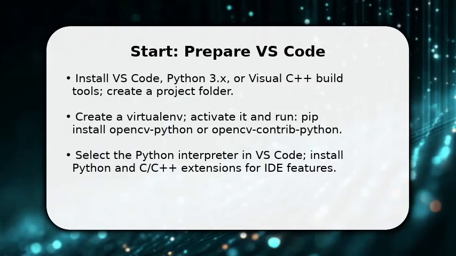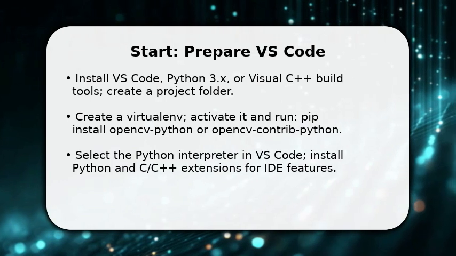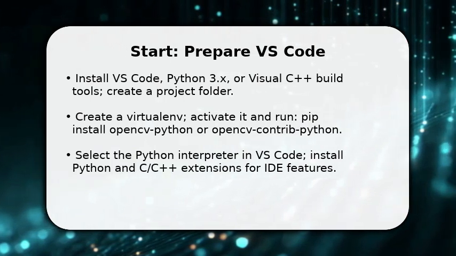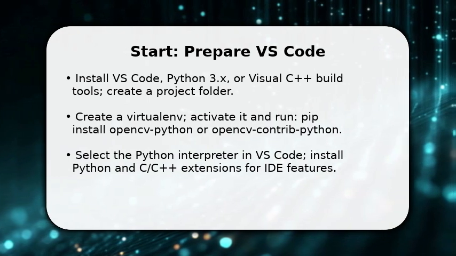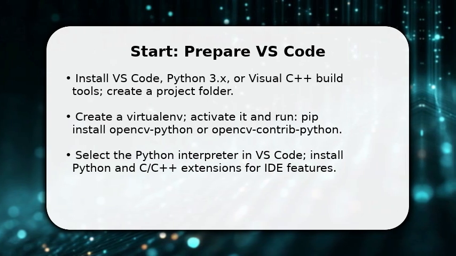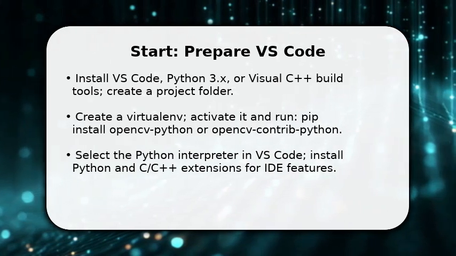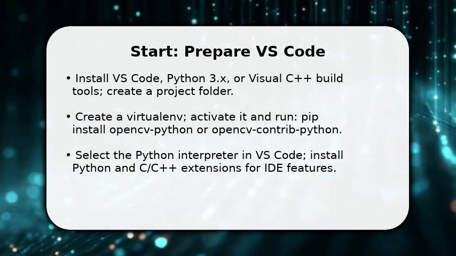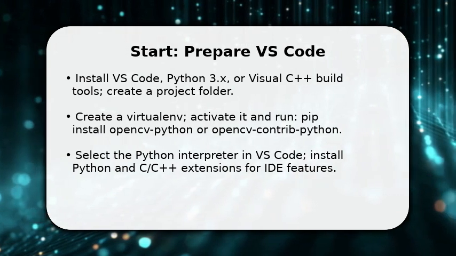You begin by creating a focused workspace so tools behave predictably. First, set up Python and a virtual environment inside the project folder. This isolates dependencies. Once active, install OpenCV or opencv-python so pip handles binaries and avoids manual builds.